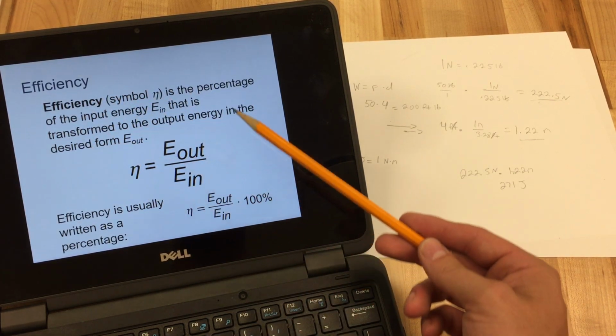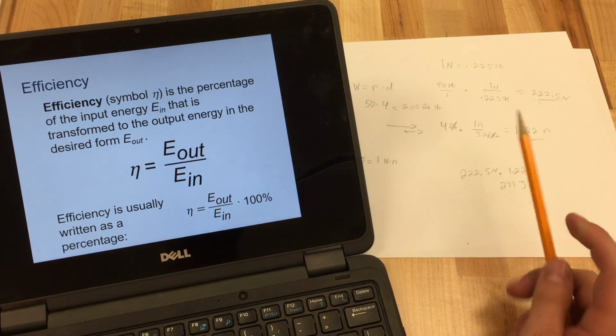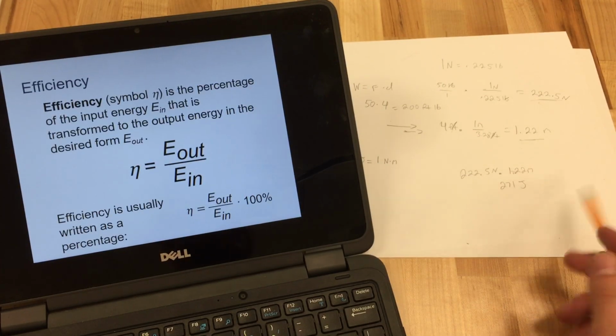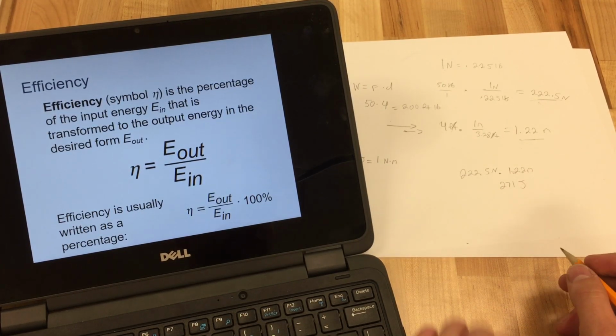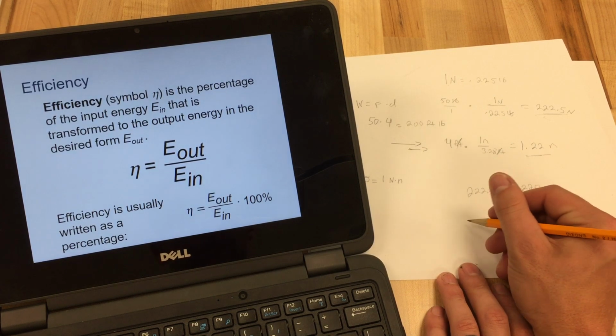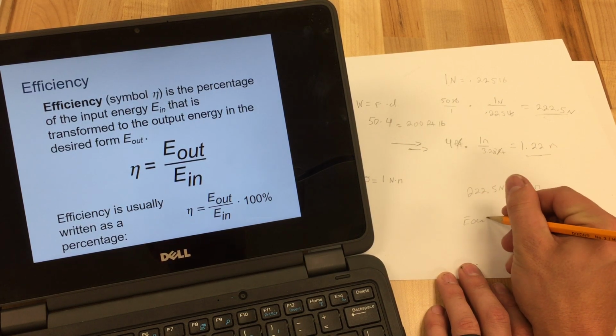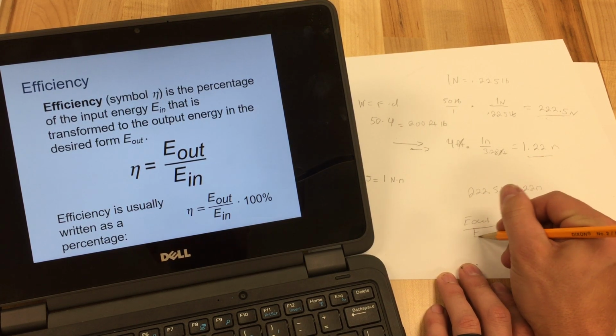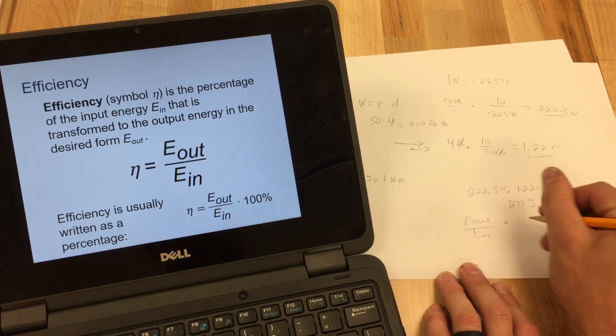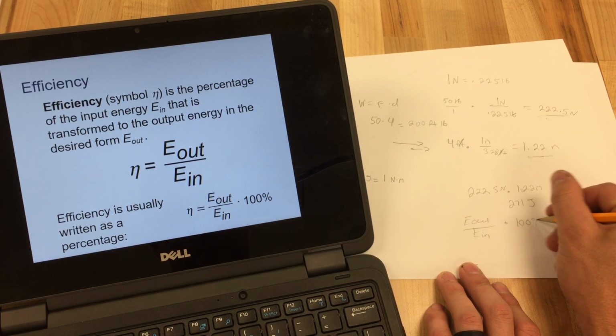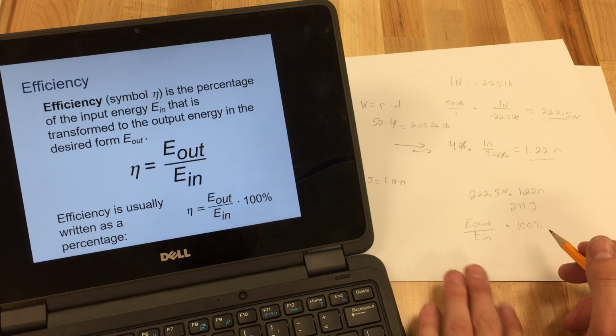So we also want to figure out the efficiency of our system, and just like our efficiency calculations for simple machines, it is the energy out divided by the energy put in, multiplied by 100%. And that will give us our total efficiency.